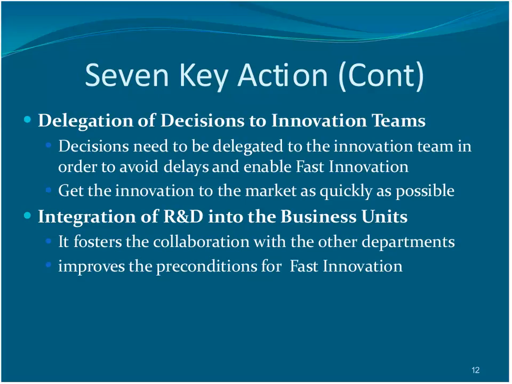Delegation of decisions to innovation teams means decisions need to be delegated to the innovation team in order to avoid delays and enable fast innovation. As I told you, in the traditional organizational structure, decisions are at the top level of the organization. At this stage, the innovation team should have the authority for decision making, which avoids delays and enables fast innovation for the organization. The next is getting the innovation to the market as quickly as possible. Delegating decision-making authority to the innovation team results in getting the innovation to the market quickly.